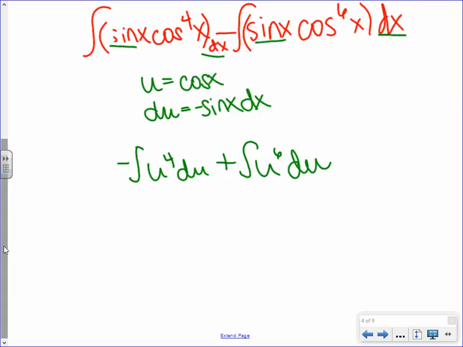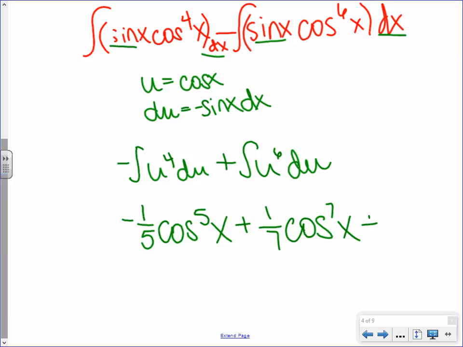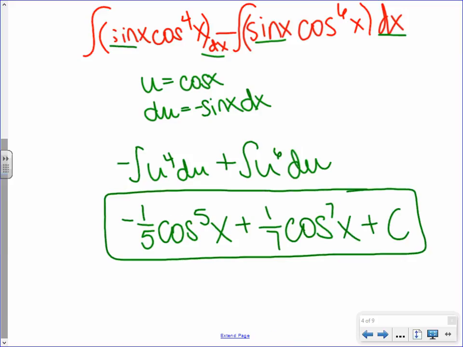So then we have negative 1/5 cosine to the 5th x plus 1/7 cosine to the 7th x plus c. I did my antiderivative and changed them back to cosine at the same time. Is that okay? Yes. Questions?